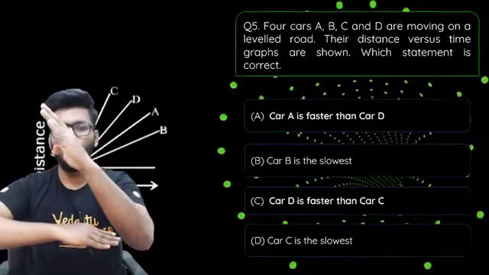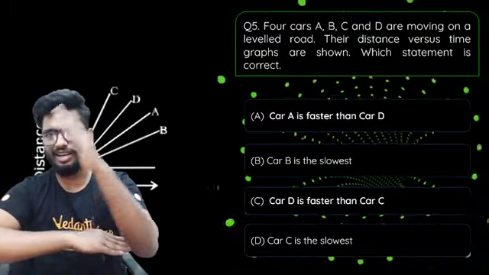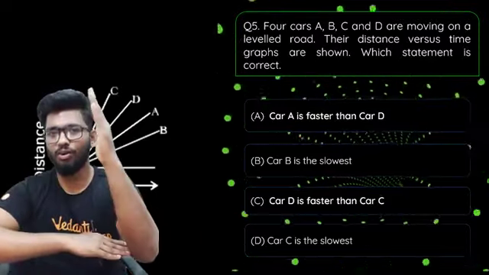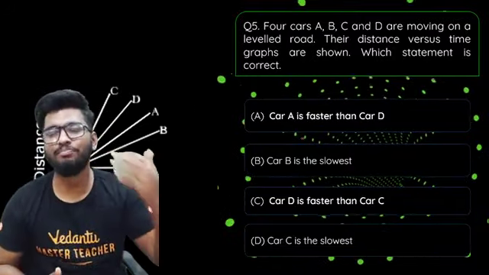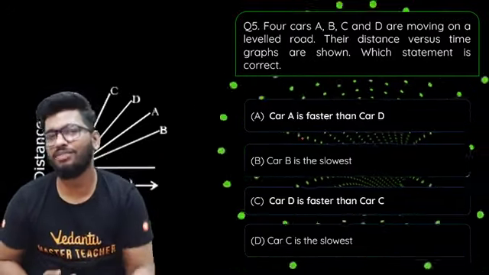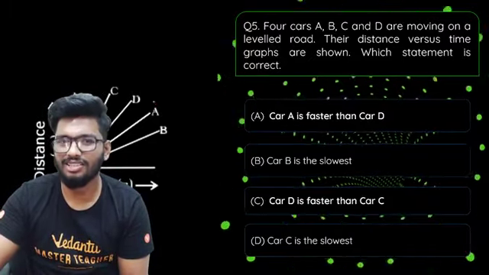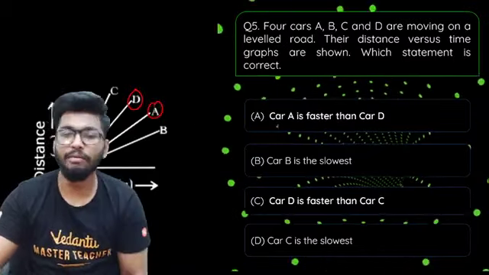Because, guys, the steeper the curve, the faster the object. So if I have 2 graphs, one over here and the other here, this is faster than this one. The more the angle, the steeper the curve, the more the speed of that car. So in this case, this is not true, because D is much faster than A, because D is steeper than A.